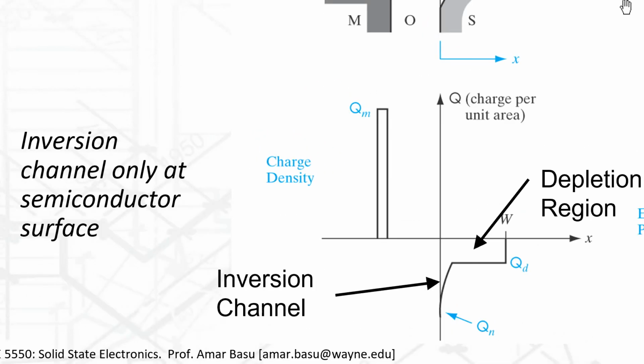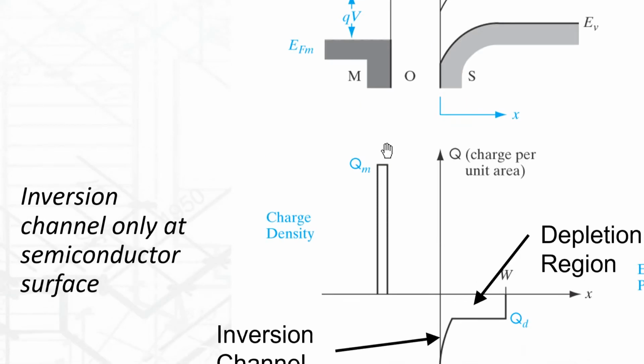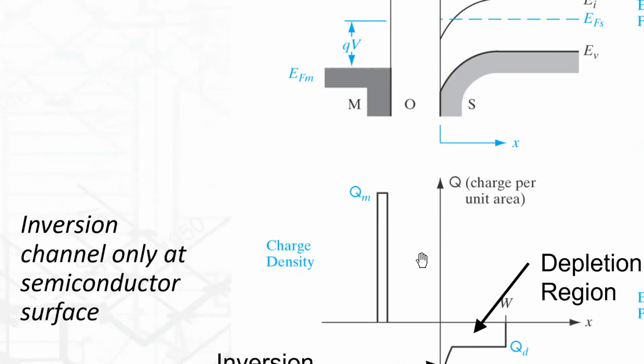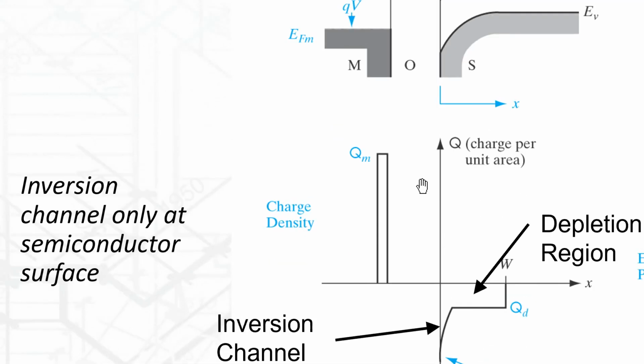So what we're looking at here is the charge density as you go from the metal to the oxide to the semiconductor. Keep in mind this X distance, I mentioned this many times already, but I'll mention it again. The X distance is going from the metal through the oxide into the semiconductor. We drew our energy band diagrams this way, and we're also drawing our charge densities this way.